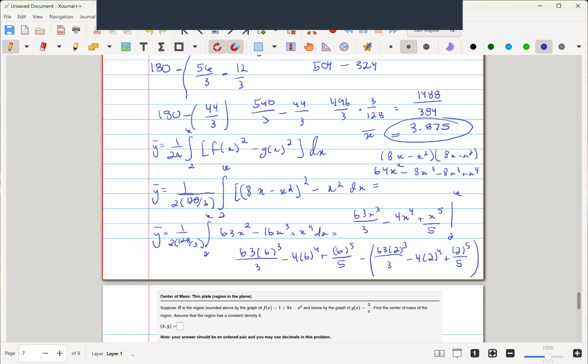Boom. And all of that times 1 divided by 2 times 128 divided by 3. That will get our answer, which is that y bar is now equal to 9.3375, I believe. Let me just check that. Yes, so that whole thing will equal this. And that is question 7.